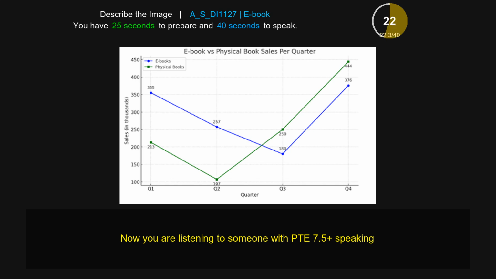Lastly, the image highlights different colors with their highest and lowest values. Overall, the image clearly presents ebook versus physical book sales per quarter.